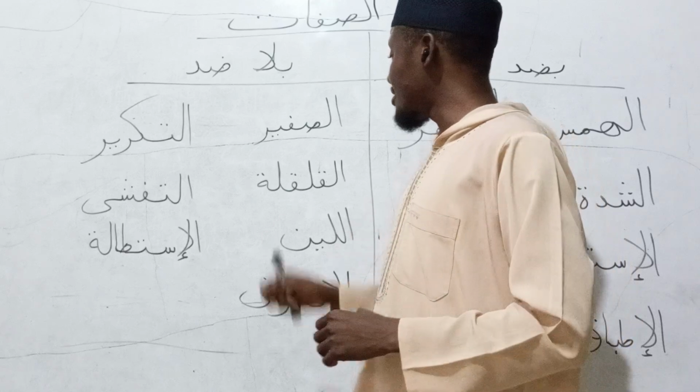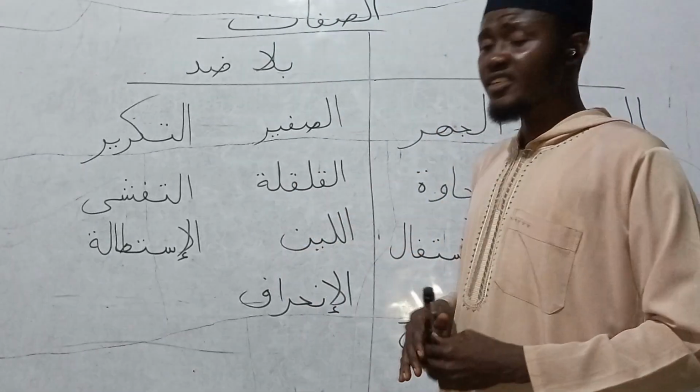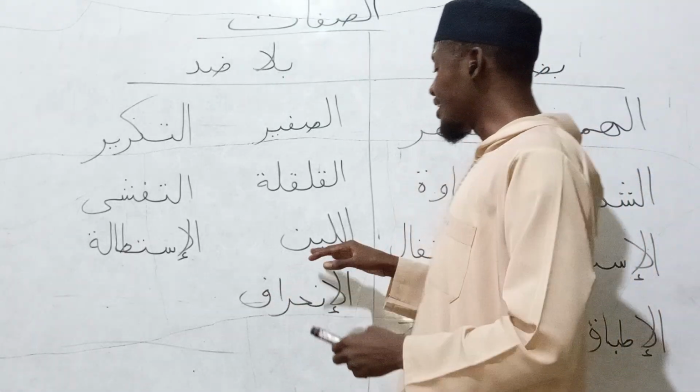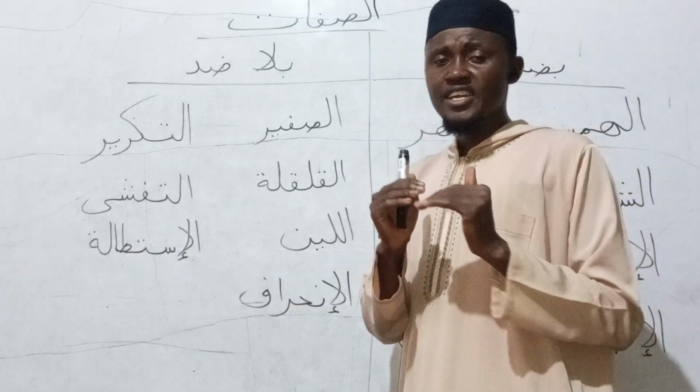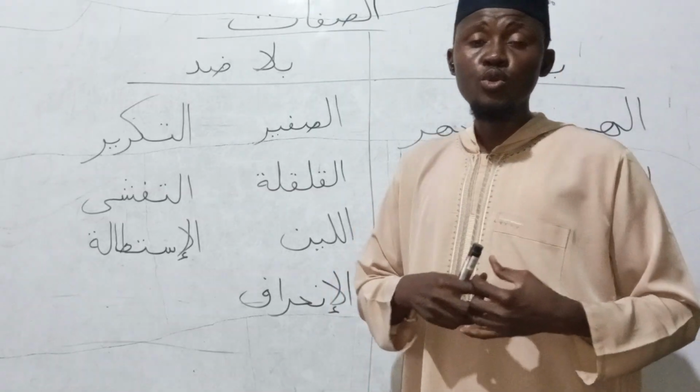So that is for qalqala. Also the next one is alim. Alim is for those letters that when we articulate them, they come with ease, and that is waw sukun and yaw sukun.